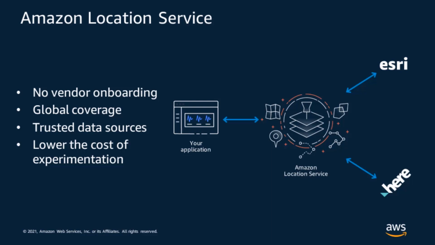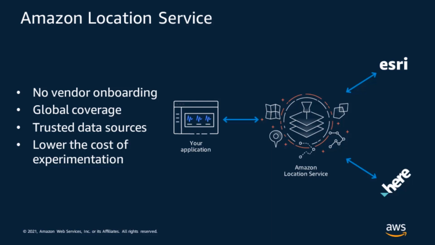And it not only provides tracking and geofencing capabilities, it also provides capabilities like maps, routes, and places, which means you can search for points of interest and also do geocoding and reverse geocoding. And for these three features, it relies on high-quality geospatial data from two AWS partners who are very well established in the market, Esri and HERE Technologies. Esri and HERE will help you with these functionalities, which again are globally available.